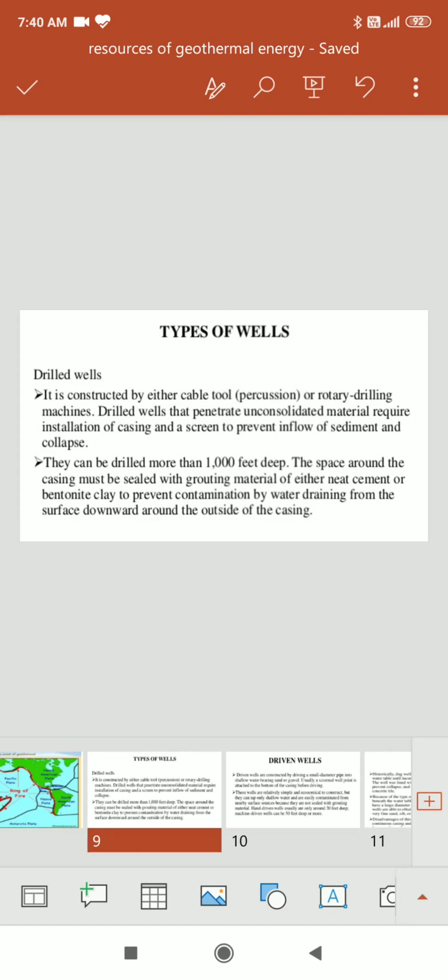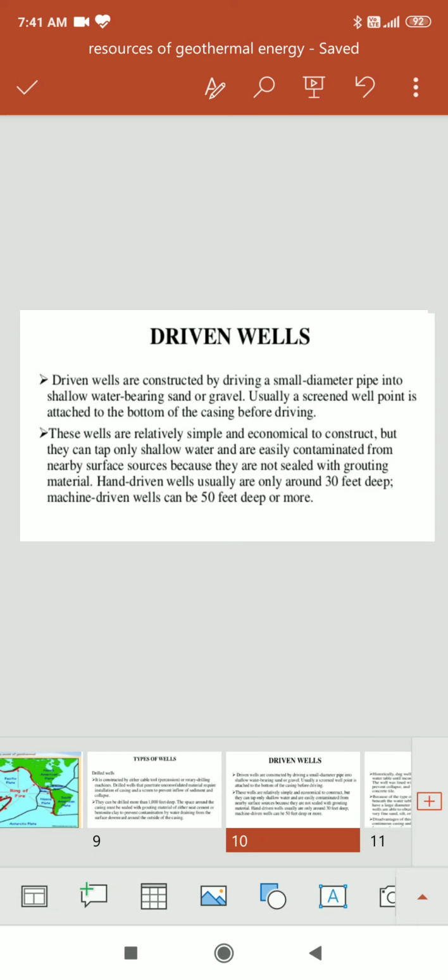Next, the space around the casing must be sealed with grouting material of either neat cement or bentonite clay to prevent contamination by water draining from the surface downward around the outside of the casing. So the prevention is very important.